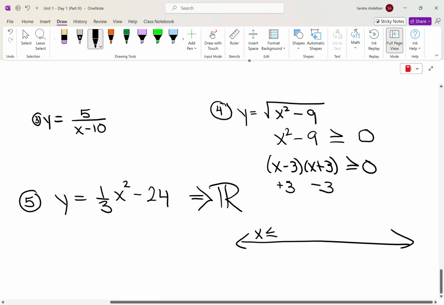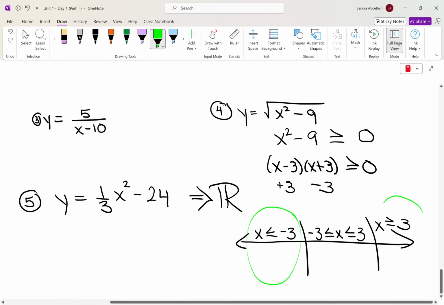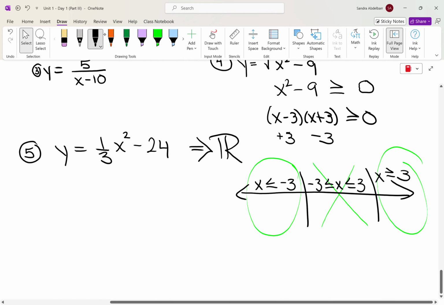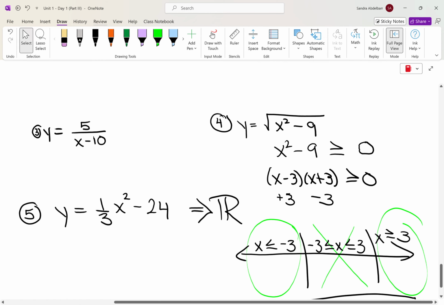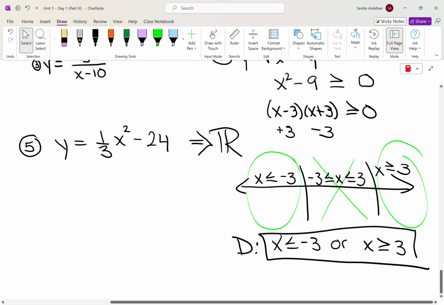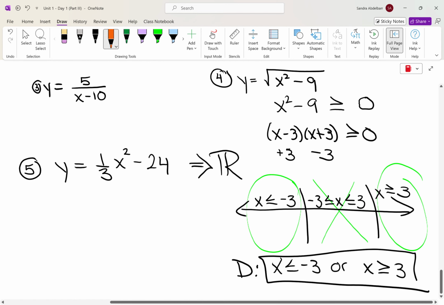Our reference numbers will be a positive 3 and a negative 3. When we go to test the regions, we will test x is less than or equal to negative 3, negative 3 is less than or equal to x, which is less than or equal to 3, and x is greater than or equal to positive 3. Your winners will be this one and this one. The middle will cancel. So we will get x is less than or equal to negative 3 or x is greater than or equal to 3. That is our domain for that one.